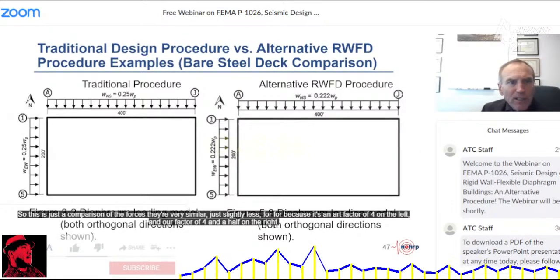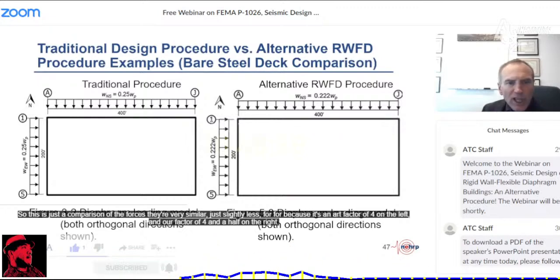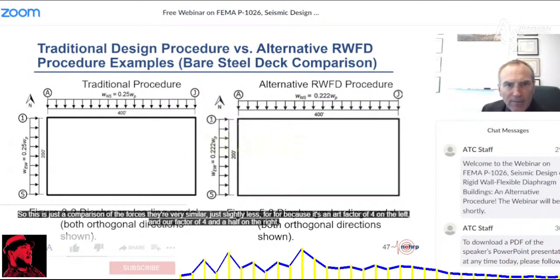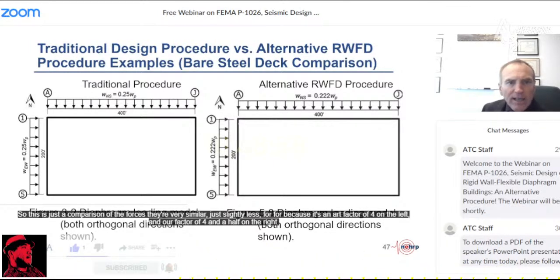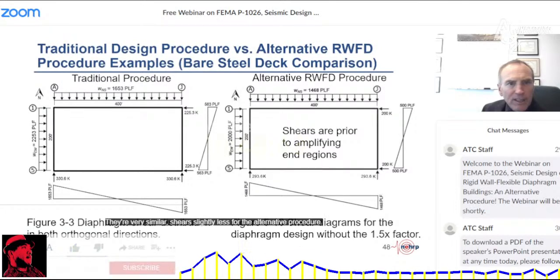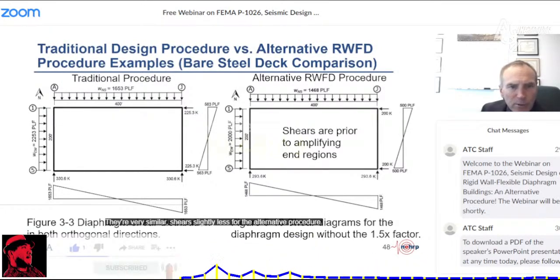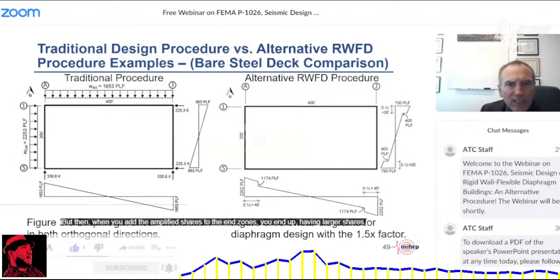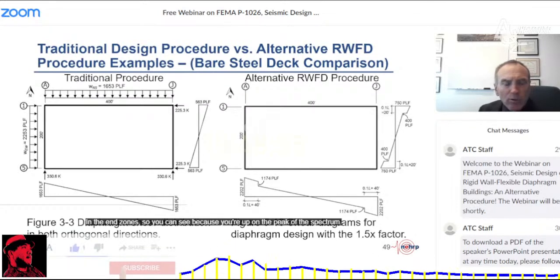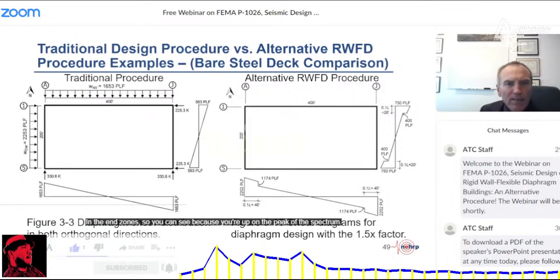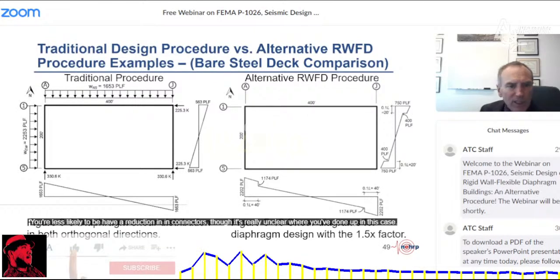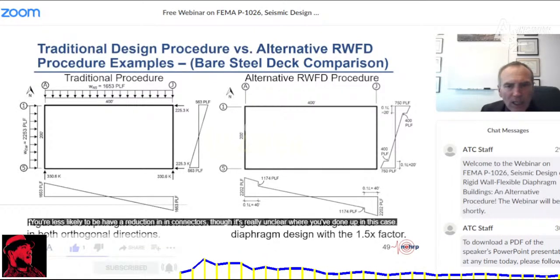So this is just a comparison of the forces. They're very similar, just slightly less because it's an R factor of 4 on the left and R factor of 4.5 on the right. This is prior to amplifying the shears. They're very similar shears, slightly less for the alternative procedure. But when you add the amplified shears to the end zones, you end up having larger shears in the end zones. Because you're up on the peak of the spectrum, you're less likely to have a reduction in connectors, though it's really unclear where you'd end up in this case.